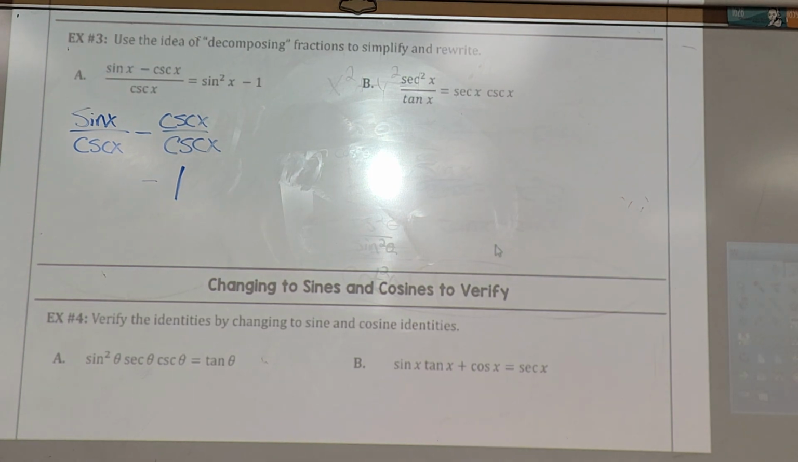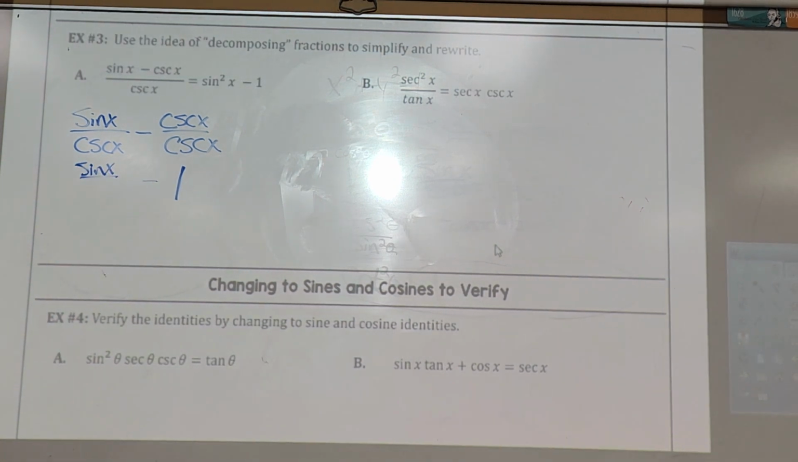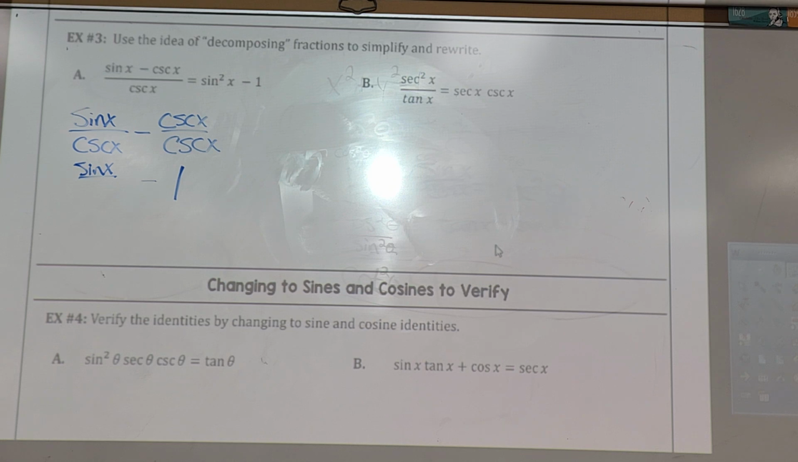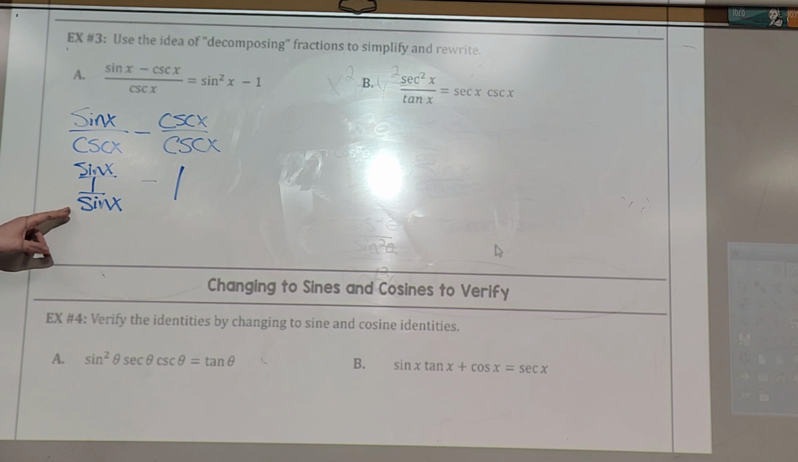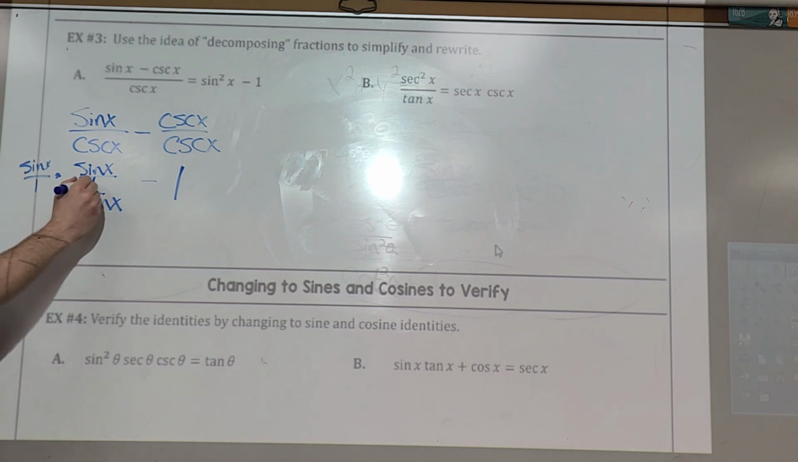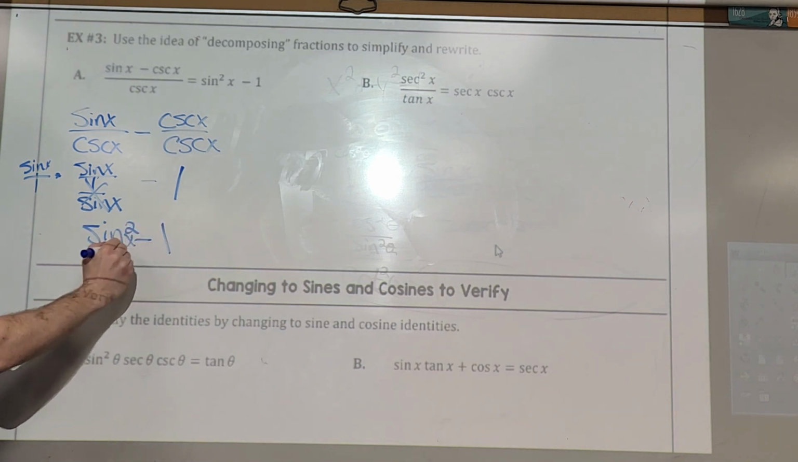Now, what does Mr. Twilliger like to do whenever he sees this? I'm going to write it all in terms of sine and cosine. That's always my first step. Sometimes there are easier ways with fewer steps, but I'm going to tell you right now, this way always works for trig. If you turn everything into sines and cosines, you will get where you need to go. So I have sine over 1 over sine. I'm dividing by a fraction, so I multiply by the reciprocal. What's sine times sine? Sine squared minus 1, right?